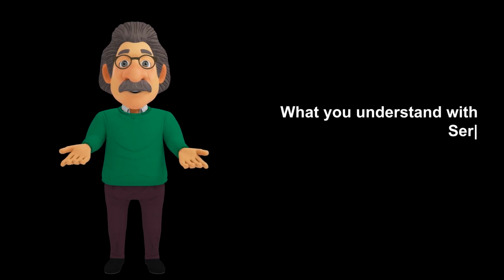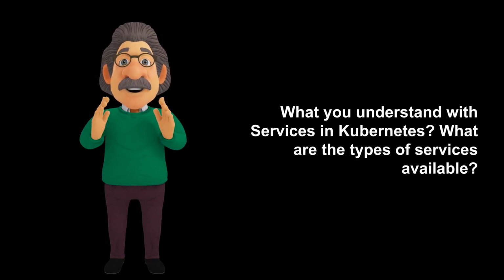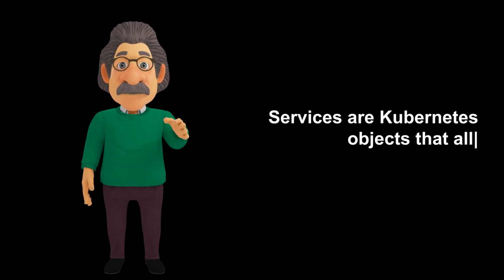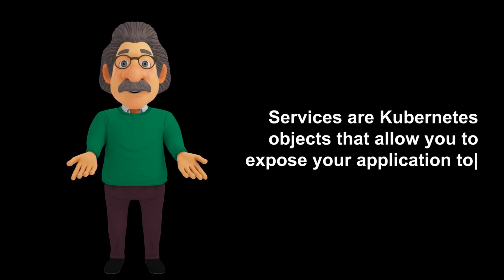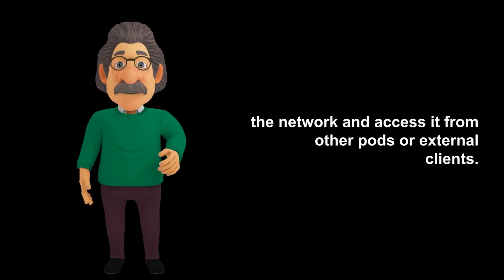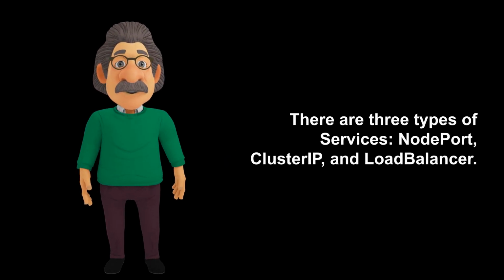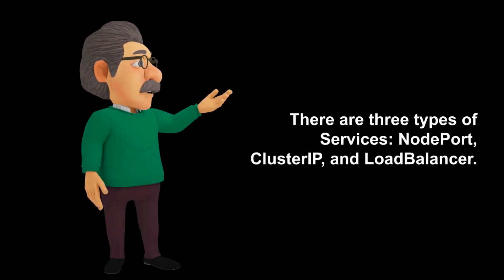What do you understand with services in Kubernetes? What are the types of services available? Services are Kubernetes objects that allow you to expose your application to the network and access it from other pods or external clients. There are three types of services: node port, cluster IP, and load balancer.